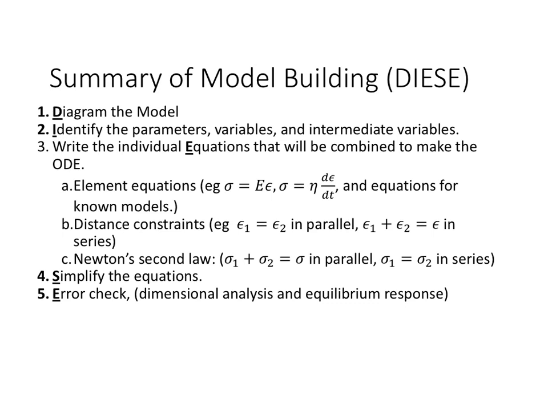So finally, a summary of our model building using this DISA method is we diagram the model, we identify parameters, variables, and intermediate variables. We wrote those individual equations, including element equations for the elastic and viscous elements. We can also use equations for known models that we've already derived. If a model is complex but has within it, for example, the Voigt model we've already seen, you could just use that equation within the other one. Then we also have these displacement constraints and Newton's second law, the rules about stresses and strains in parallel and in series.